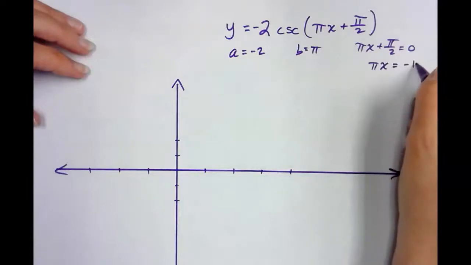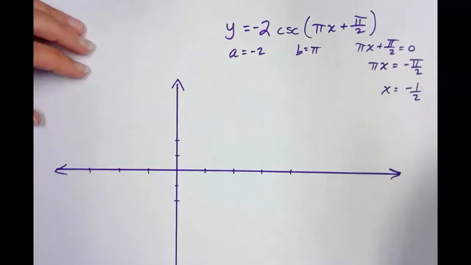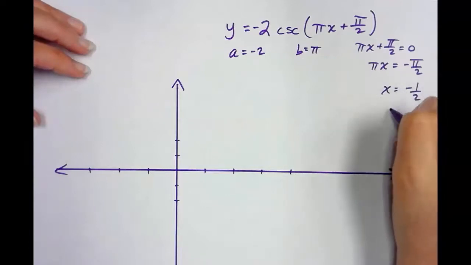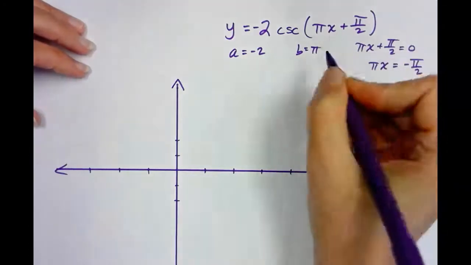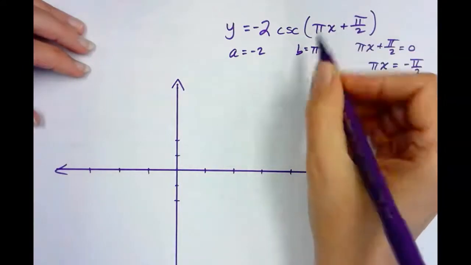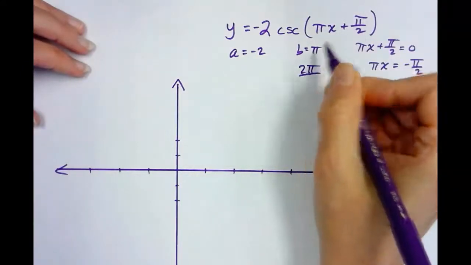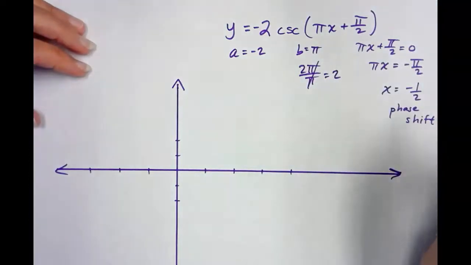πx equals -π/2, x equals -1/2. So we have a phase shift to the left, -1/2. Let's find our period here. The period will be determined by taking 2π and dividing by the b value. The b value is π, so our period length is 2.